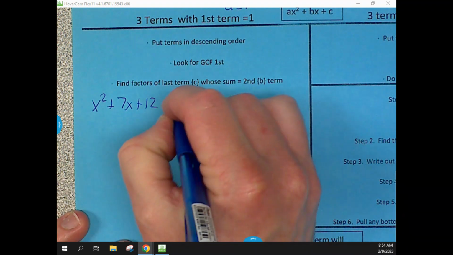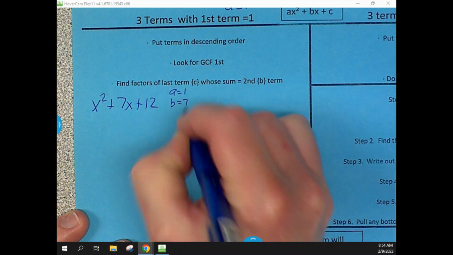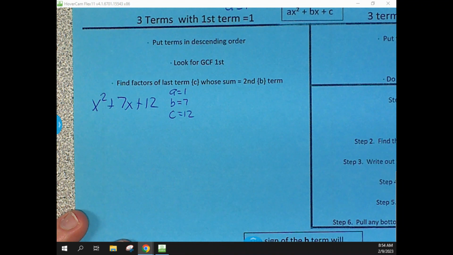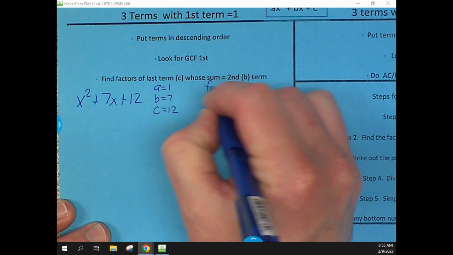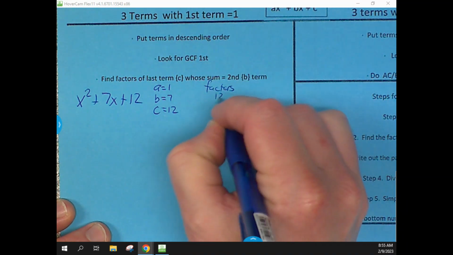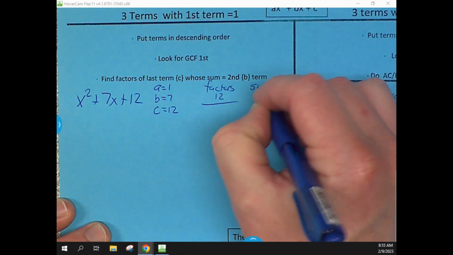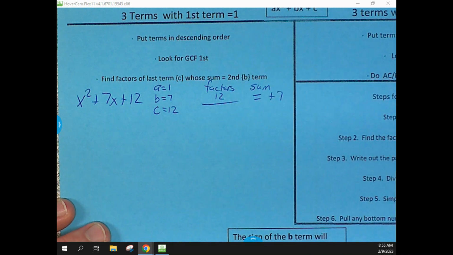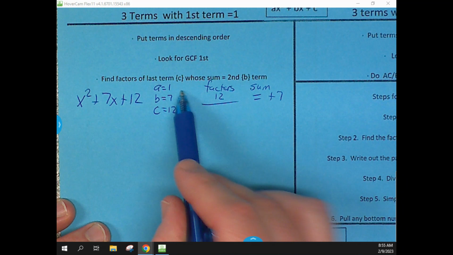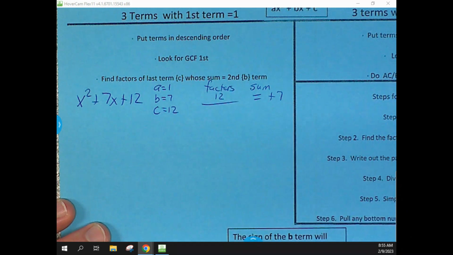Okay, so if we go through this one, our a value is 1, our b value is 7, and our c value is 12, just like we were doing yesterday if we were going to graph this thing. Yesterday we could have graphed this one, and today we're going to say, if we graph this equation, we know exactly where the x-intercepts would be. So we're going to look for the factors of 12, and we need to pair where the sum is going to equal positive 7. So it's the factors of the c term whose sum is going to equal the b term.